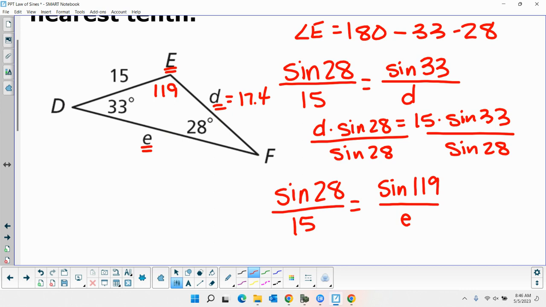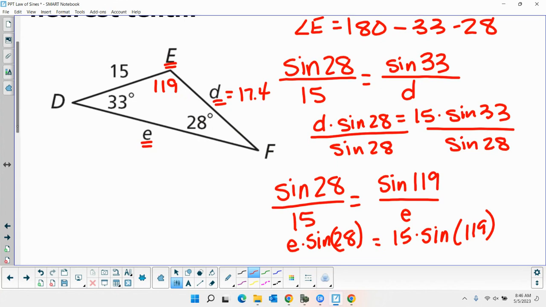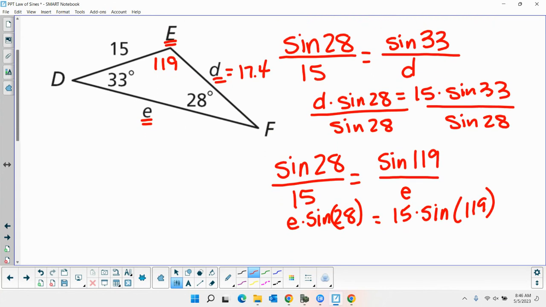All right. And then for E, when I cross multiply, it's going to be E times the sine of 28. And again, it'll give you the parentheses. Equals 15 times the sine of 119. And then you're going to divide by the sine of 28 to get E alone. Now, little trick I'll show you to save yourself some typing.